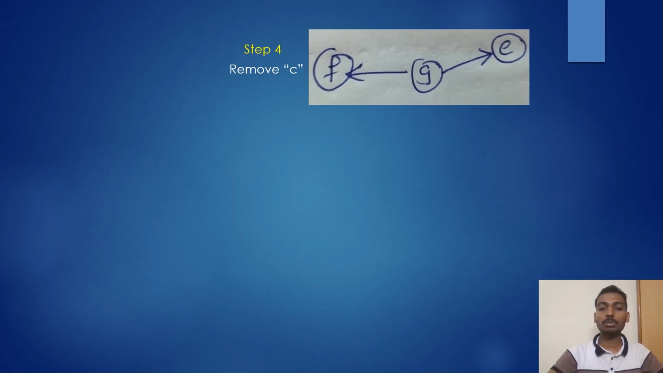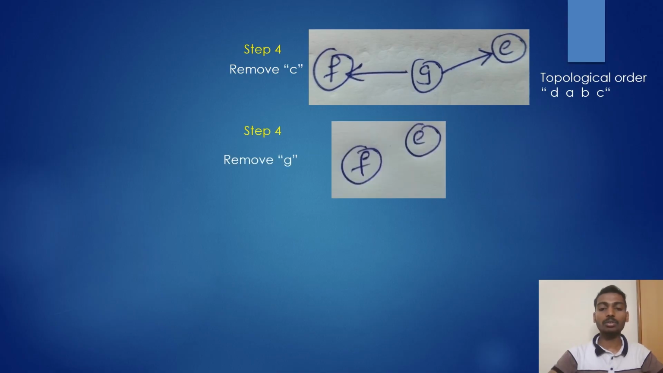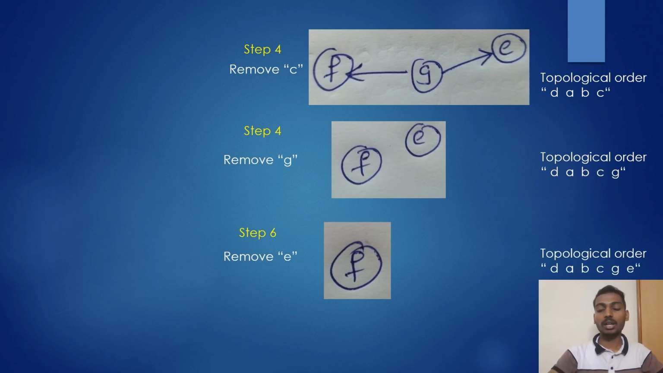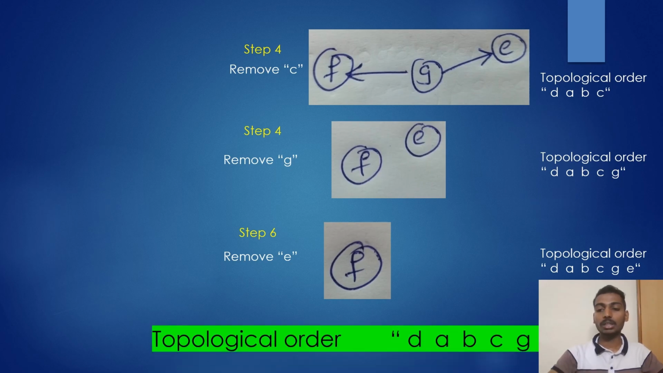Step 4. Next, we have to remove C from the acyclic graph, then the topological order will become D, A, B, C. Next, step 5, we have to remove G because G has no incoming edges from the outside, so we have to remove G and the topological order is D, A, B, C and G. Next, at last we need to remove E and F. First we have to remove E from the graph and next the topological order will become D, A, B, C, G, E. At last F will be left in the graph, so F will directly come to the topological order. This is the topological order for this graph.